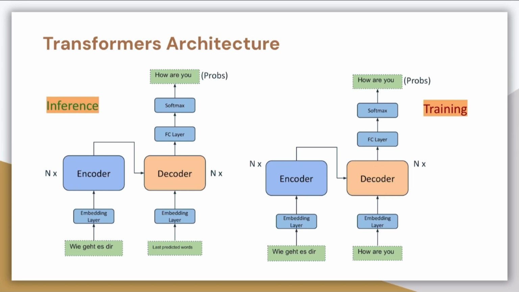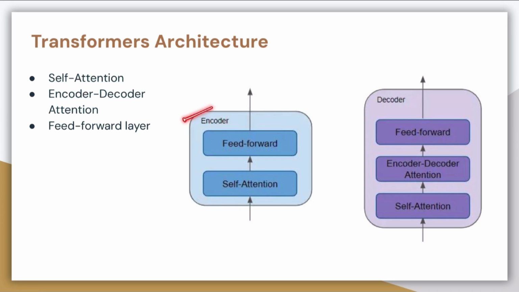Now let us see what modules are available in the encoder and decoder. This is a simple encoder block and this is a decoder block. In the encoder, we have two blocks: one is self-attention, the second is feed-forward. Feed-forward means a fully connected layer, an FC layer, which we know. Self-attention is something new. In the decoder, we have self-attention, which is the same as in our encoder, and we have encoder-decoder attention. So there are two types of attention in the decoder and only one type in the encoder.